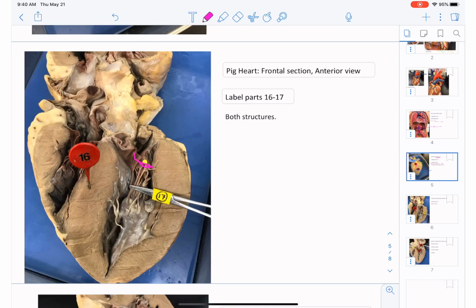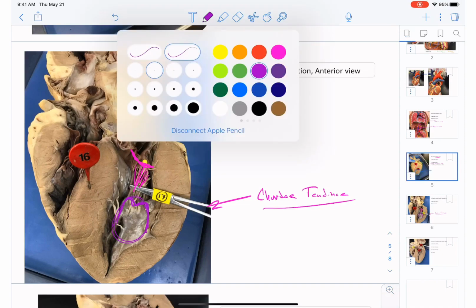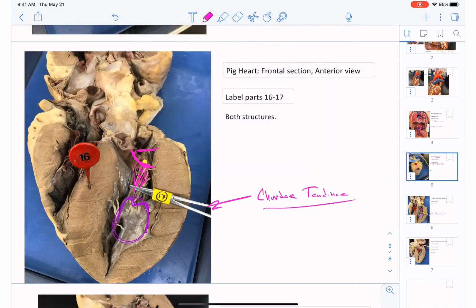So this is the left AV valve, and here we have these strings that are coming off that left AV valve, and that represents 17. What are those? Those are your heartstrings. Those are the chordae tendineae. Those chordae tendineae anchor the valve to papillary muscles. This big thing right there is a papillary muscle. And the chordae tendineae anchor the valve to the papillary muscles in the ventricles. And that prevents those valves from prolapsing back into the atria. It prevents blood from moving from the ventricles into the atria.